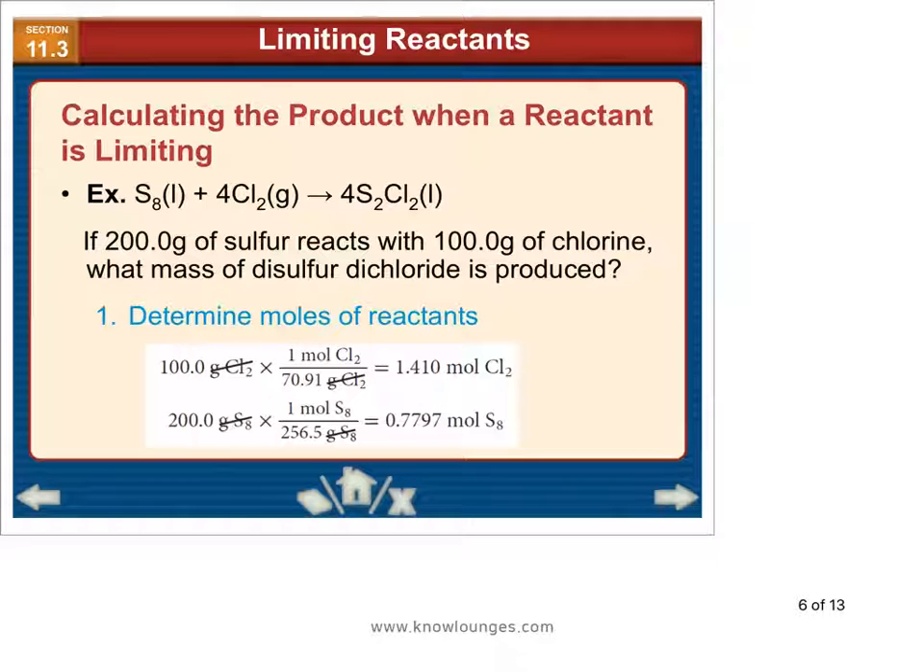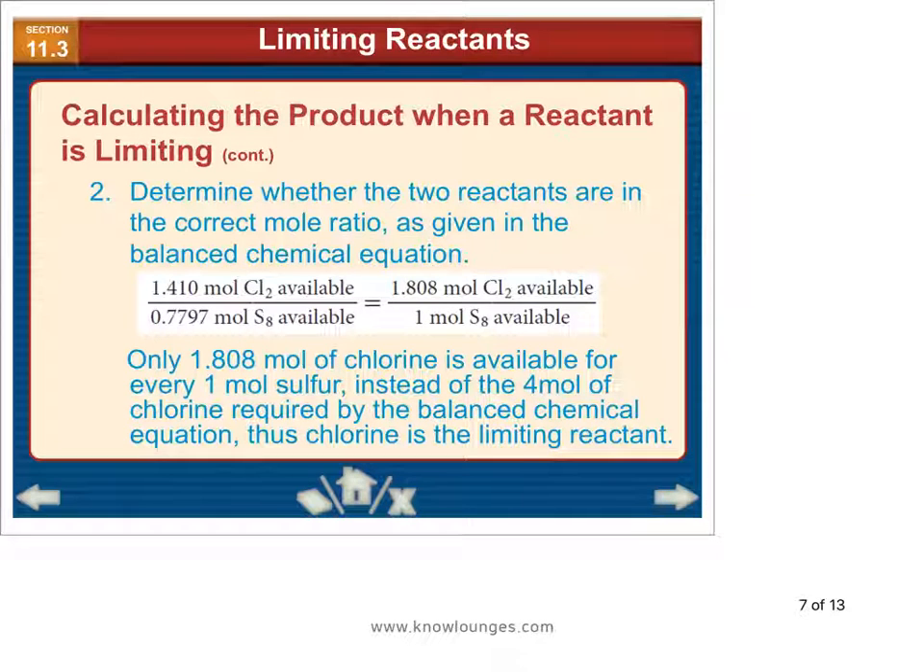So here, given this problem as an example, you have 200 grams of sulfur reacting with 100 grams of chlorine. We want to know how much sulfur dichloride is produced. So first we have to get them both in terms of moles, using their molar masses. And after we know the moles, the way the textbook will go through it, illustrated here, you can come up with a mole ratio of the two things that we have available.